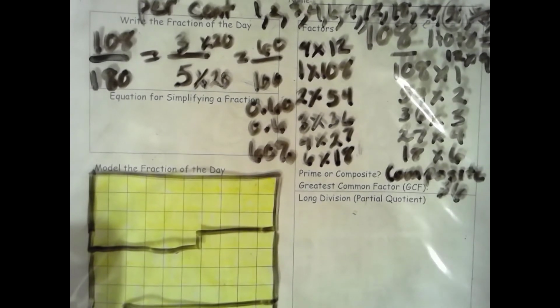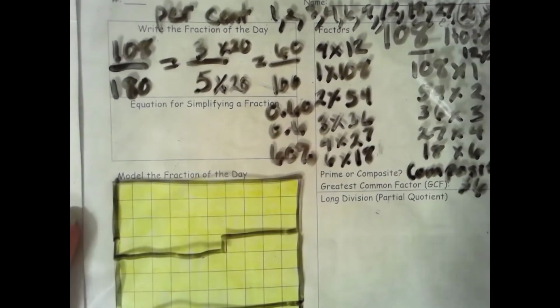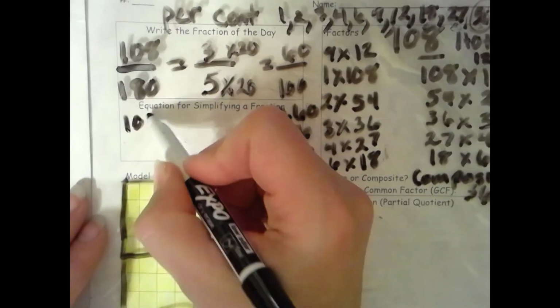40% left. Okay, now that we've done our division with our model, we're going to go ahead and divide using our algorithm.